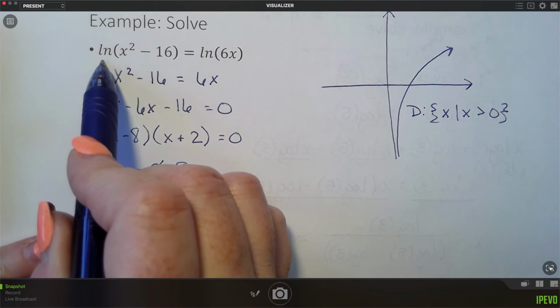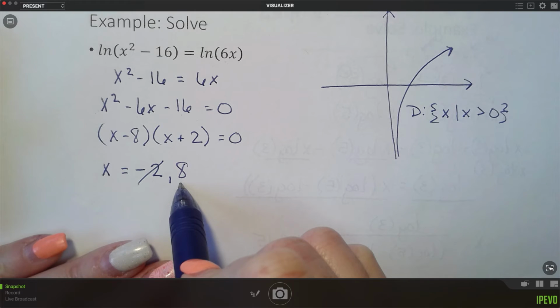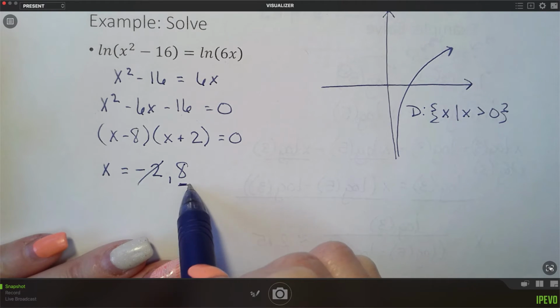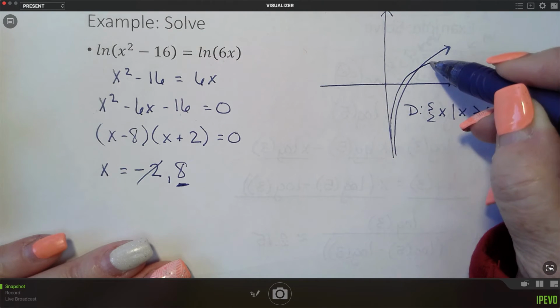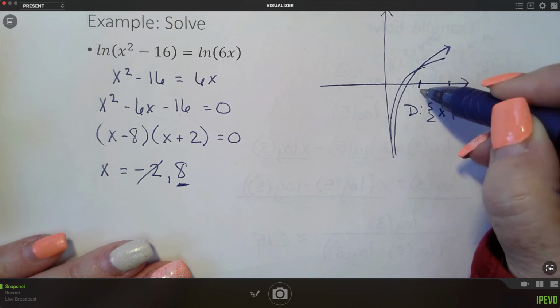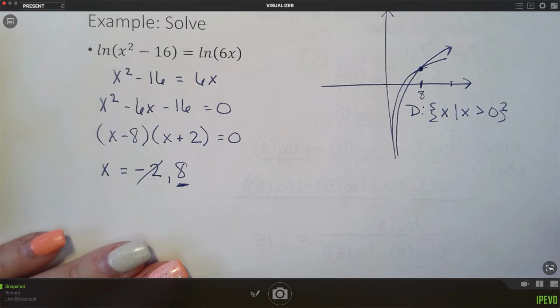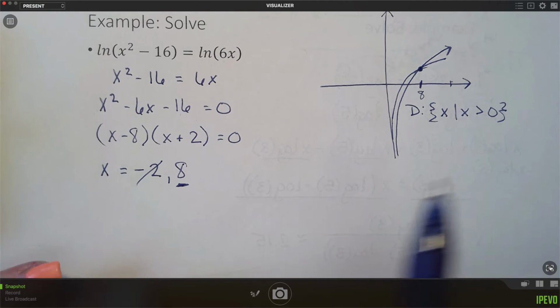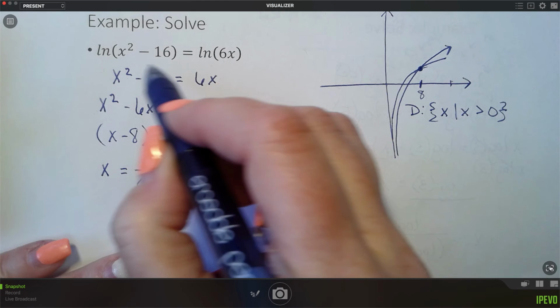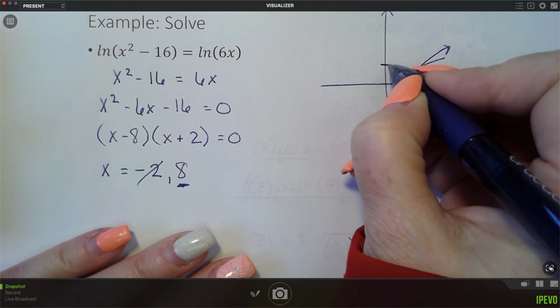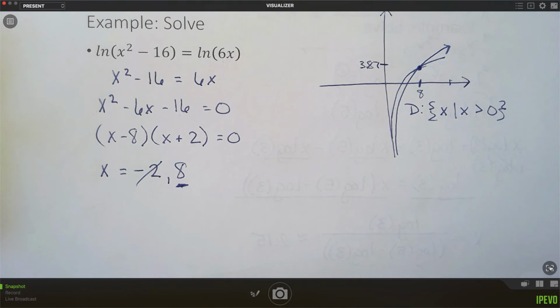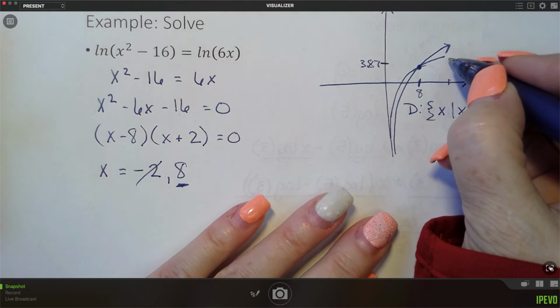If I were to graph these, they would meet where? When x is what? 8. So at x is 8, these two graphs intersect. That's what's happening there, right? So we know when x is 8, but I don't know what the outcome is. I could put it in my calculator and see. Natural log of 48 is 3.87. So this right here is 3.87. So even if the negative 2 worked on one of them, it's still wrong.